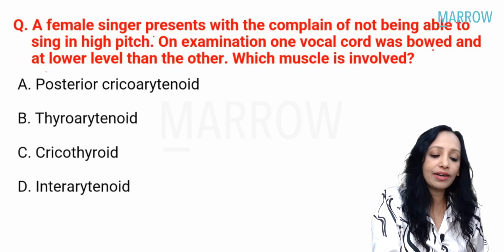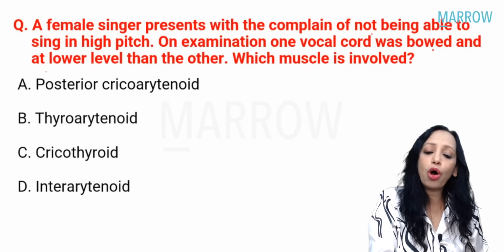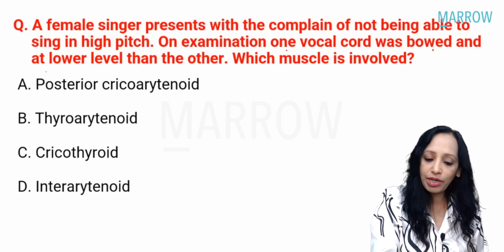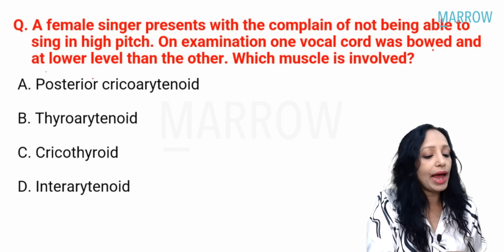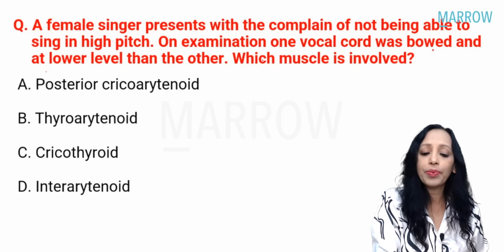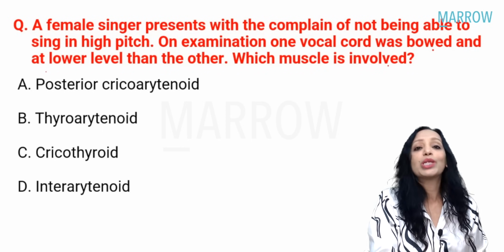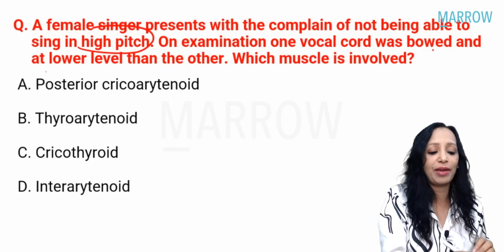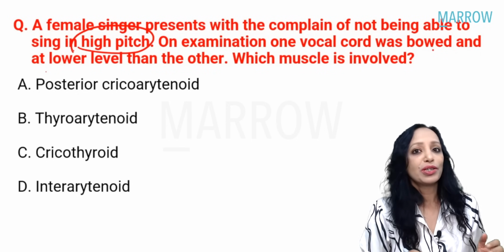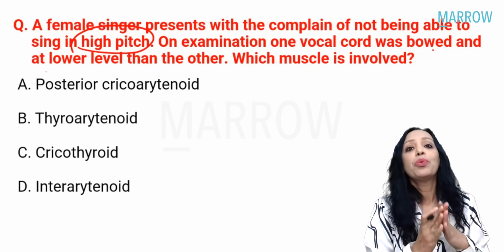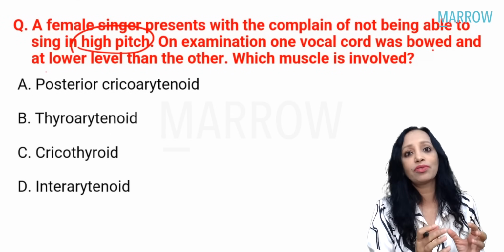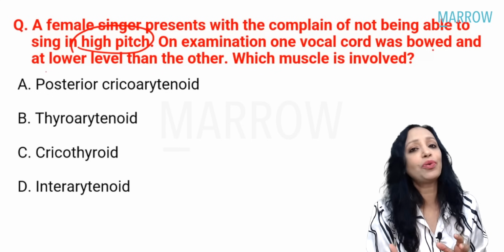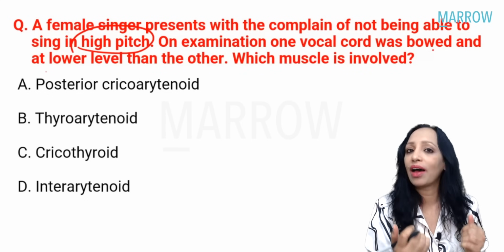A female singer presents with a complaint of not being able to sing in high pitch. On examination, one vocal cord was bowed and at a lower level than the other. Which muscle is involved? So here we have a singer who is not able to sing in high pitch. So high pitch is involved. It is a very direct question. Which is the muscle responsible for high pitch, for raising the pitch? Yes, the tensor of the vocal cord, the cricothyroid.